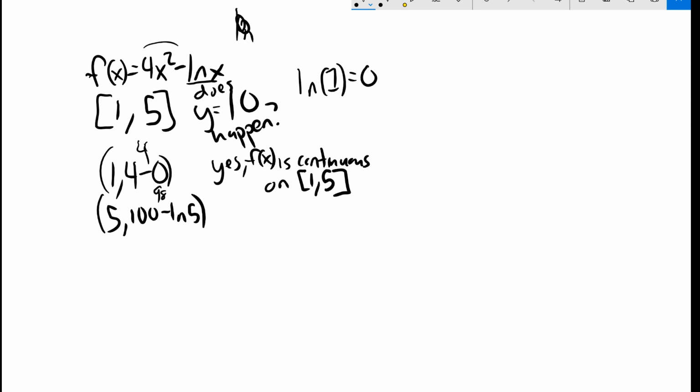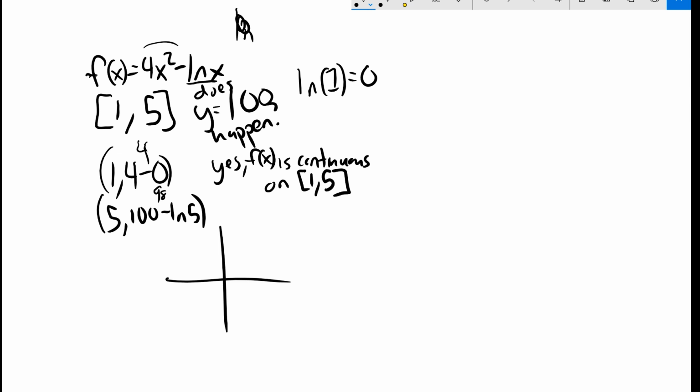They'll ask you if some value has to happen that's in between yours, or maybe it's not, and you say no. Say if I asked if y equals 100 happens, you'd say no, it doesn't happen, because 100 is bigger than 98, so it doesn't necessarily happen.